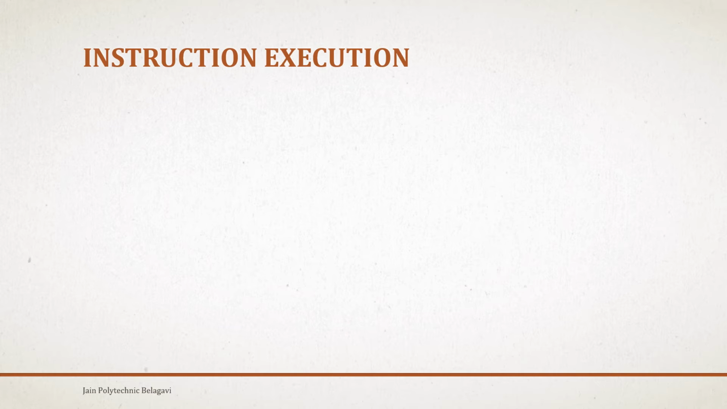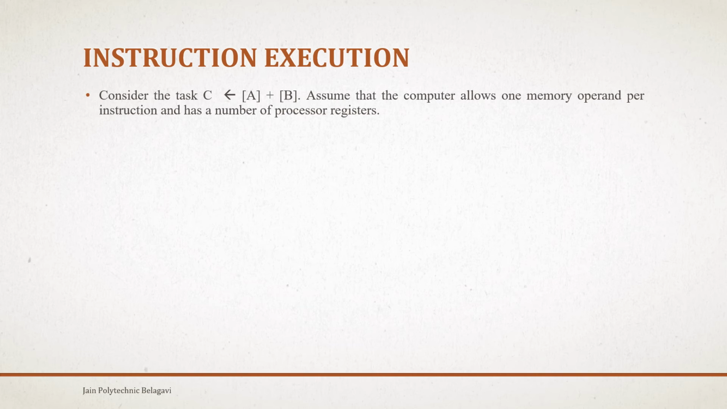Now we'll go for instruction execution, that is, how the instruction will be executed. We'll consider an example. Consider the task C equal to A plus B. This performs the addition of the contents of location A and the contents of location B, and the result or sum is stored in address location number C.